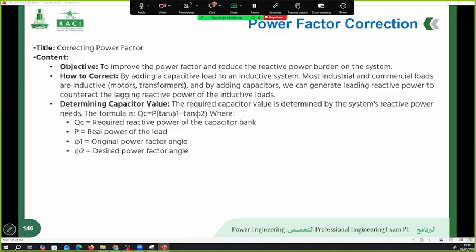To ensure effective correction, the size of the capacitor bank must be carefully calculated. There are many methods to calculate the size of the capacitor banks.